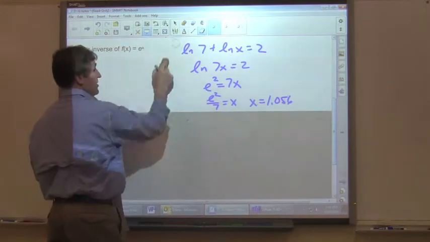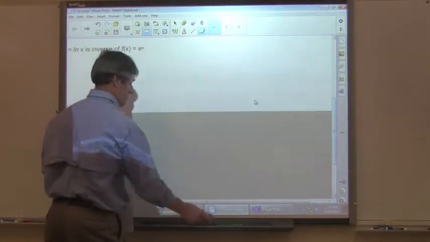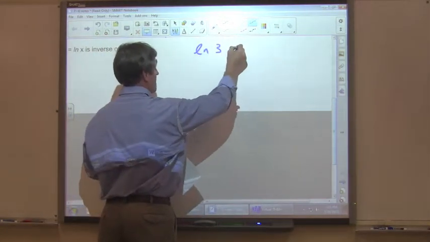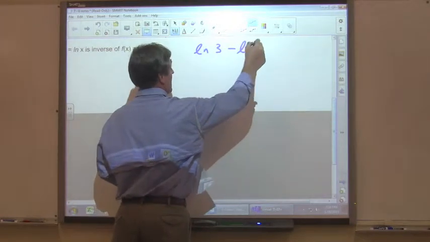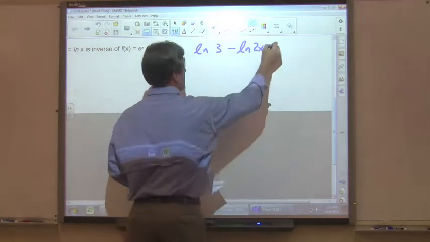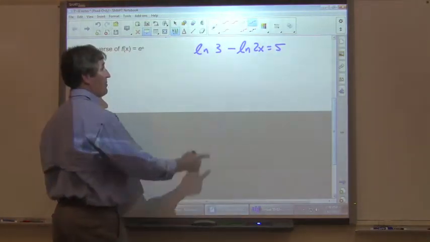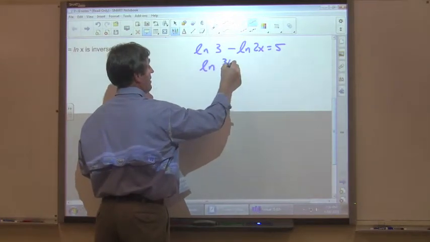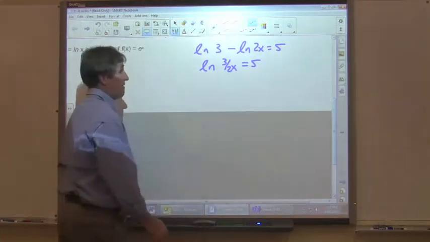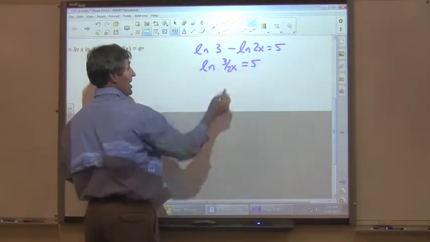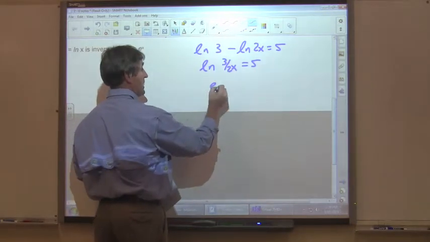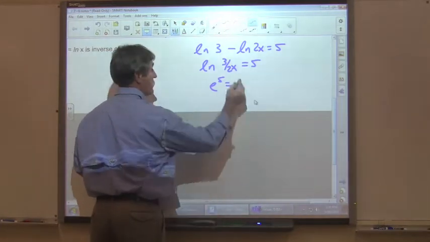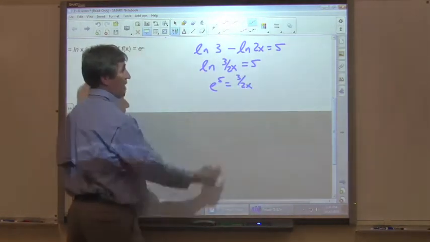Now let's do one that's subtraction. ln 3 minus ln 2x equals 5. So remember, subtraction becomes division, so ln of 3 divided by 2x equals 5. Again, our variable is in the answer, not in the exponent, so we switch it to exponential form. e to the 5th equals 3 over 2x.